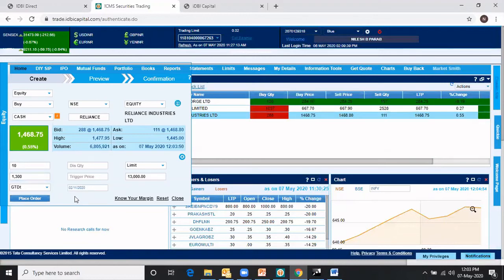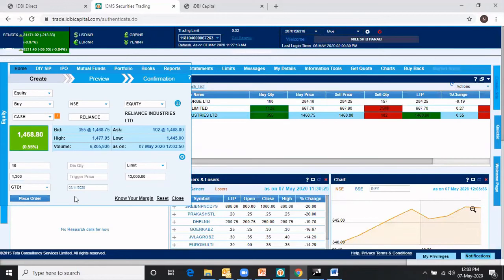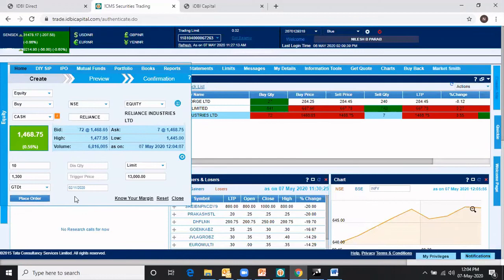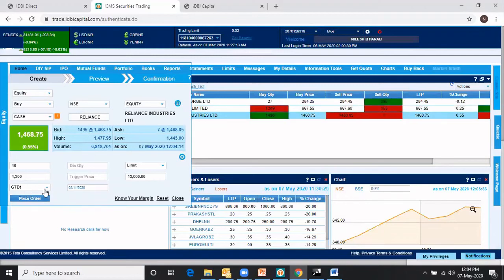In that case, my system, or IDBI Capital, will push this order automatically every day, so that the day it reaches 1300, I'll get that stock. And GTDT order, as I told you, it is valid for 180 days.